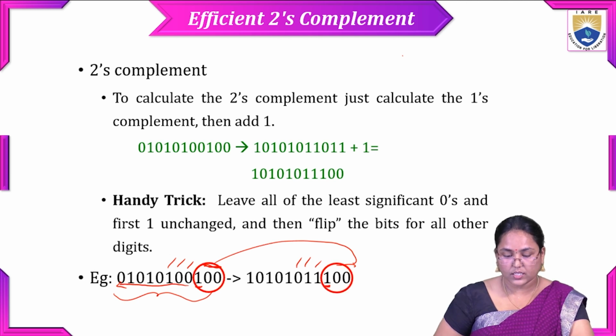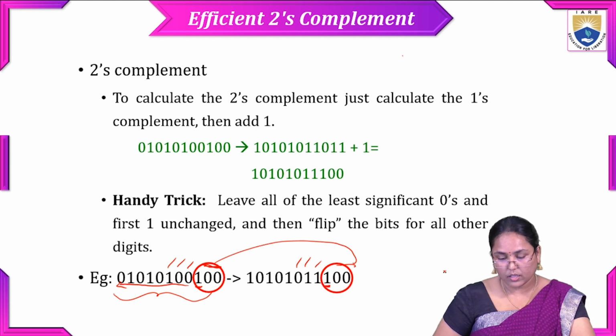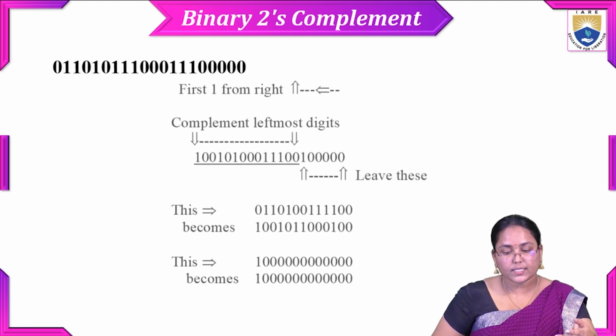As you can see, the trailing 100 is the same, and the rest of the digits are complemented. That is, we are performing the 1's complement on these particular numbers. Let us take some examples.